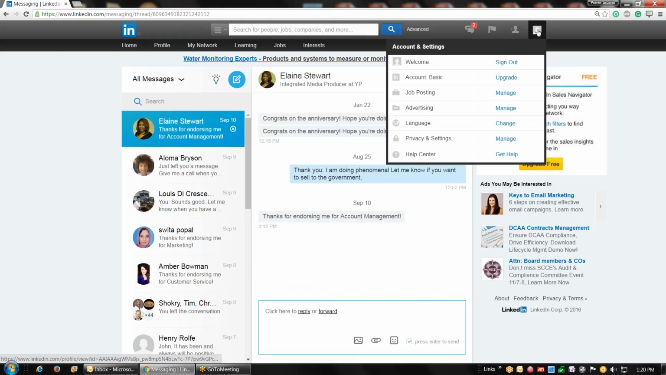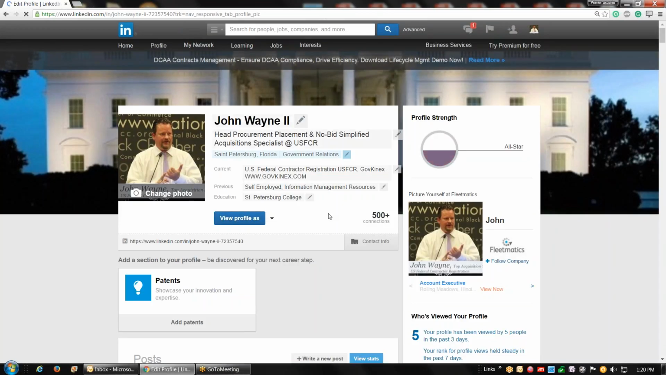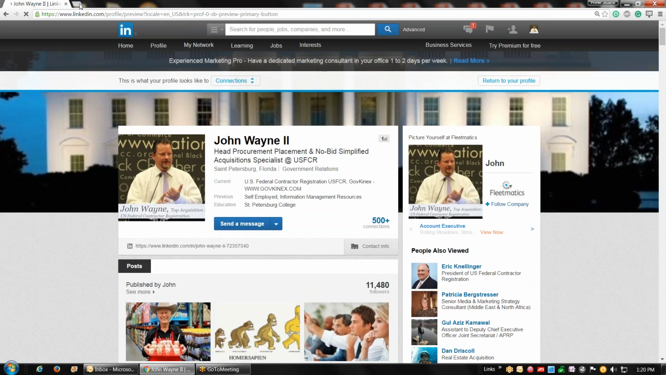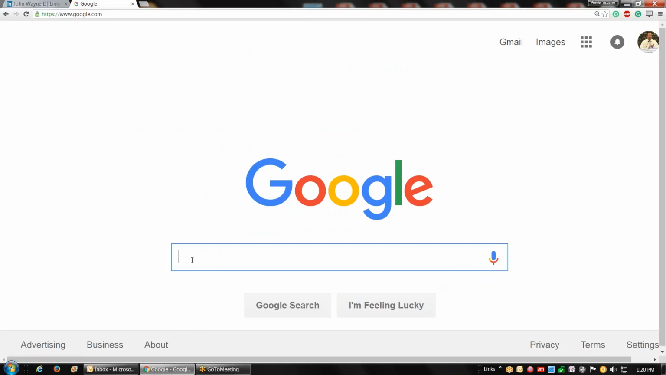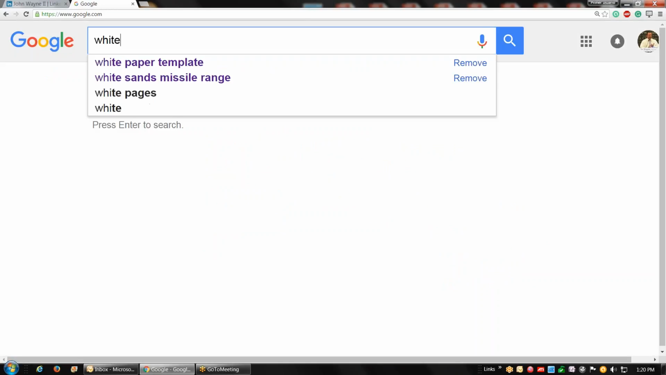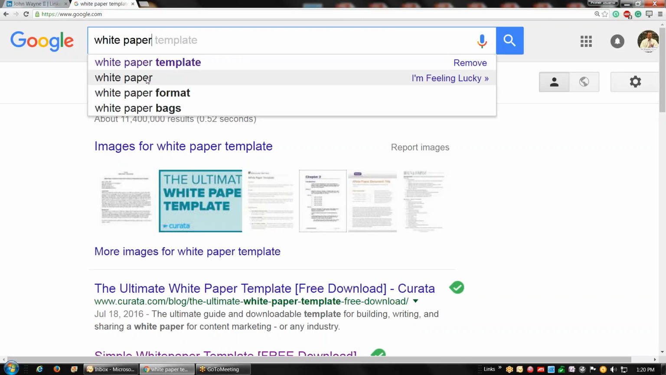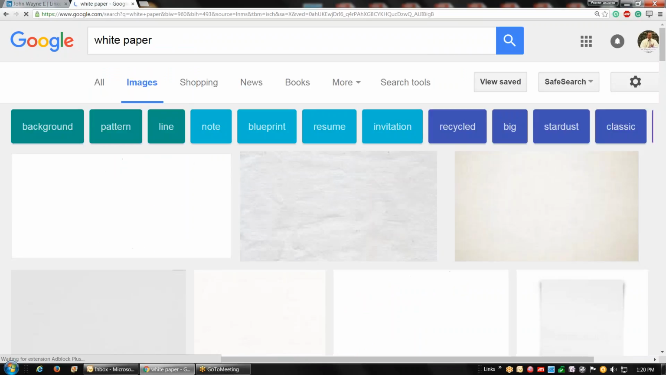Okay. There's thousands, if not tens of thousands of sample white papers on Google that can be viewed any day just simply by going to Google and searching white paper. And you can either click template or you can just click white paper and then go to images right here.